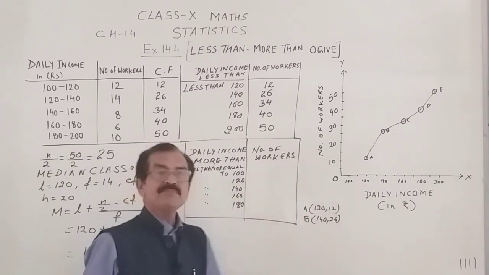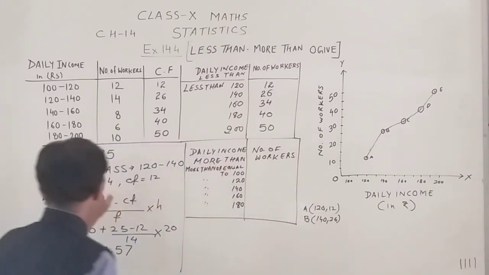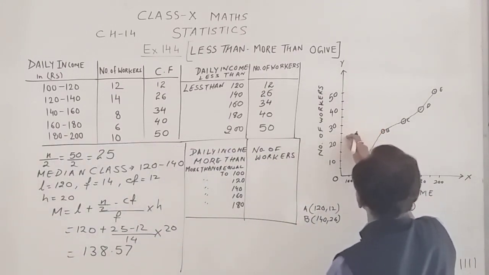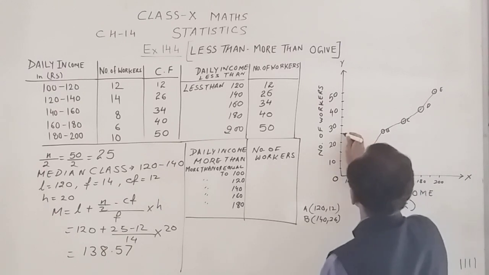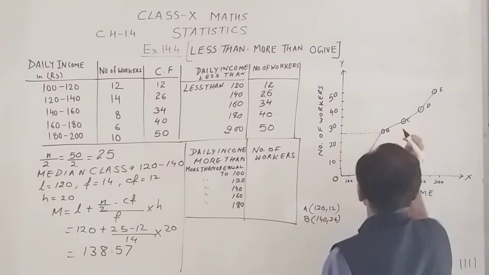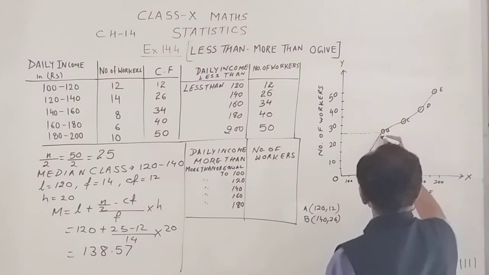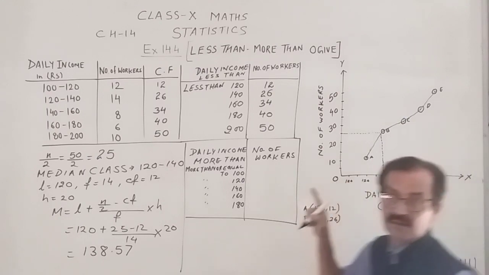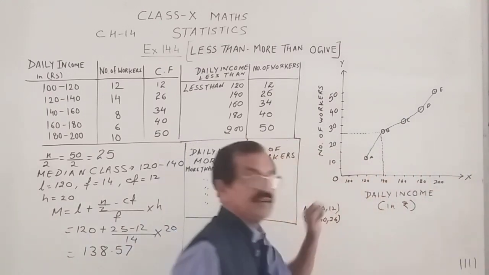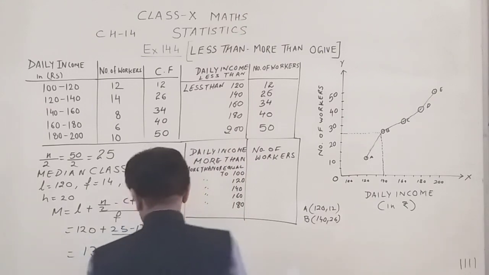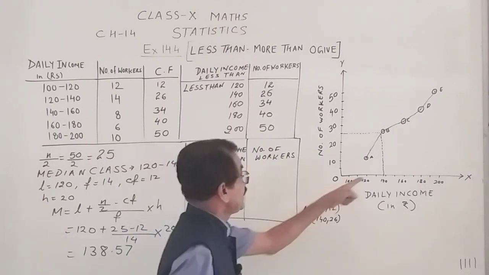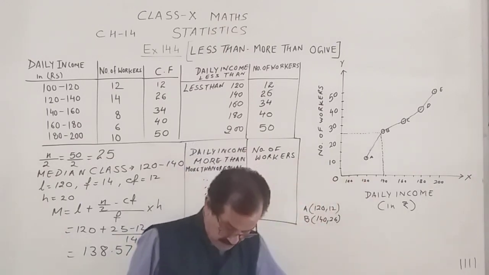Now, if you want to calculate the median from the ogive, you can see n upon 2 as 25, and from 25 on the y-axis, if you draw a perpendicular or a horizontal line to the graph ogive and then a vertical line to the x-axis, you will get the median. This abscissa, the x coordinate of this point, is your median, that is 138.57 approximate. Alright, now let's see how to draw the more than type ogive.